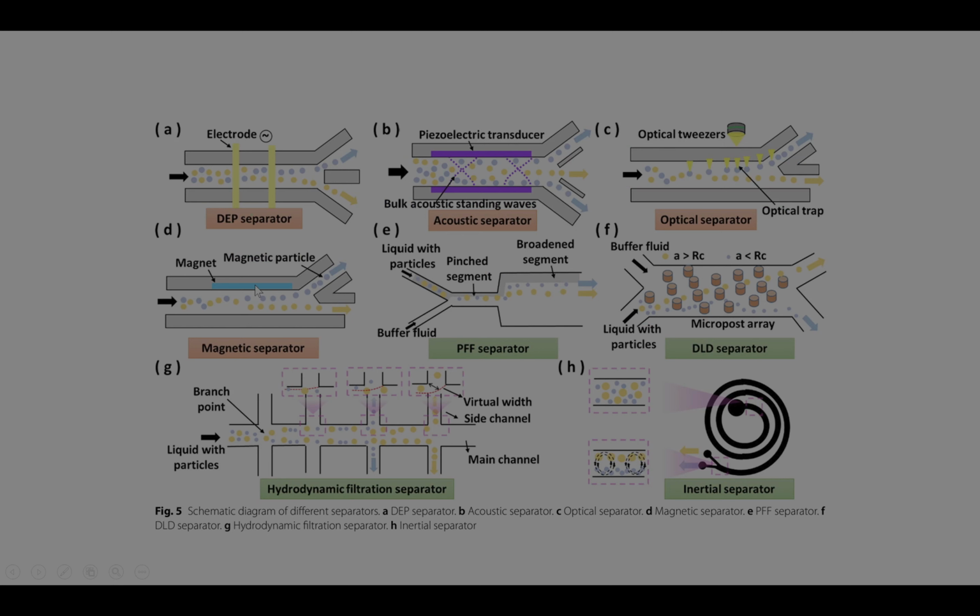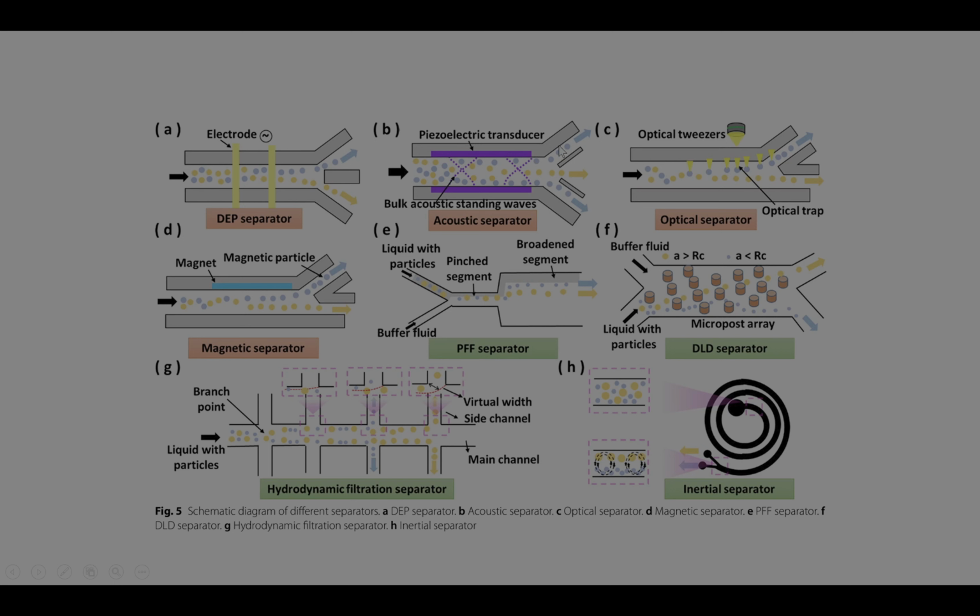There is another component that is called separator. So here are different separators. This is the DEP separator, where we are using the electrode, and it will separate based on the electric field, positive and negative direction. Another one is the acoustic separator, where it will flow according to the acoustic wave.